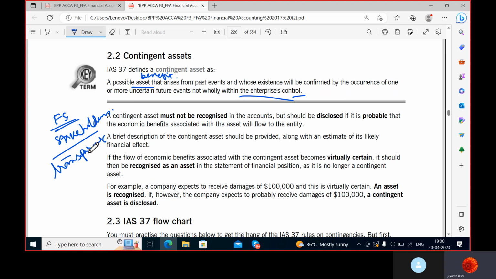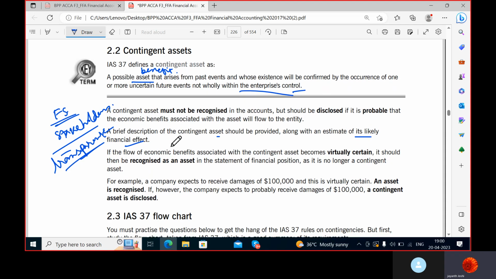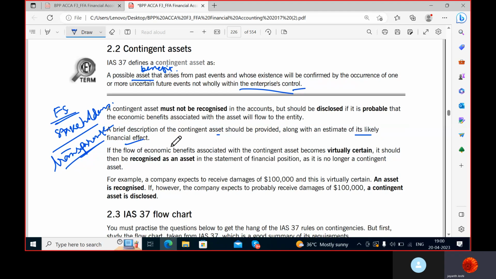So that's the reason we disclose everything, be it any kind of provision, contingent liability or contingent asset. The same description we have to give: a brief description of the contingent asset along with an estimate of its likely financial effect, that means to what extent the company might gain. Then, if the flow of economic benefits associated with the contingent asset becomes virtually certain.